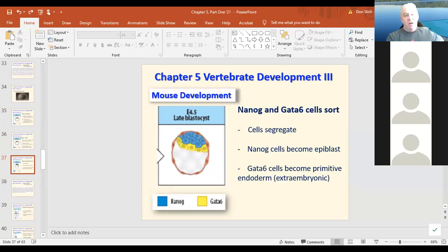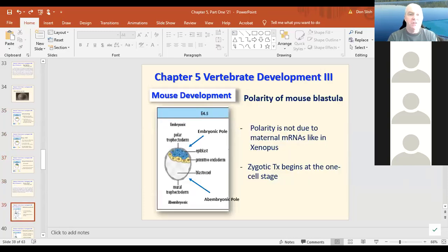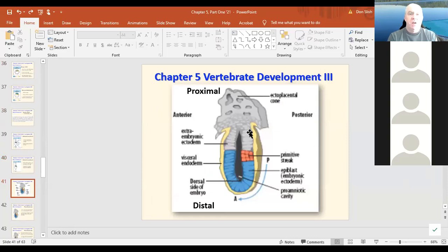And then they kind of move past each other and they rearrange until GATA6 is on the outside, and GATA6 then becomes that visceral endoderm. So now you've got embryo proper here, visceral endoderm, and trophectoderm all the way around. This then will implant, and when it implants, the trophectoderm here becomes the ectoplacental cone, starting that placental process.